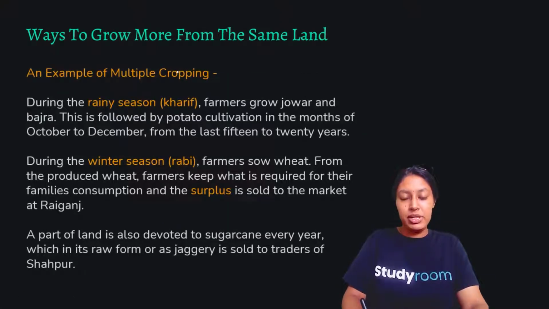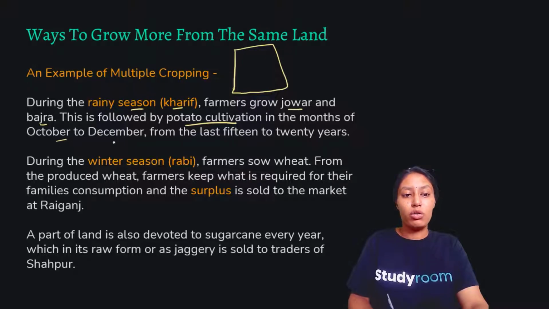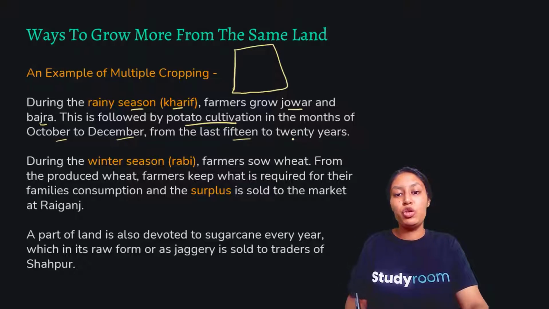As an example, let's study this in detail. Let's study through some instances about multiple cropping. During the rainy season, for farmers and for farming, it is called kharif. Farmers grow jowar and bajra. This is followed by potato cultivation in the months of October to December, from the last 15 to 20 years.